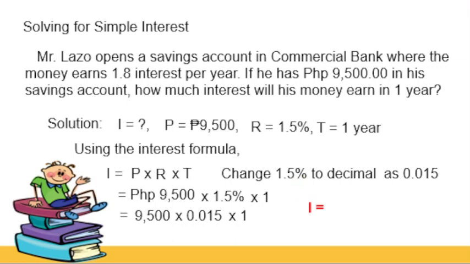So what would be the interest, or the amount of money that will be added to the money that Mr. Lasso saved in the bank after 1 year? So that is equal to 142.50 cents. Okay, so only 142.50 cents.